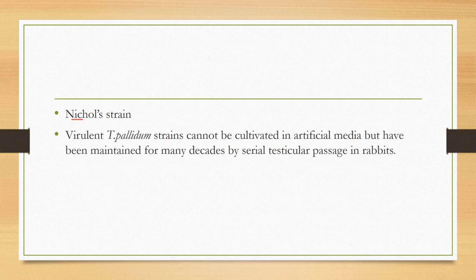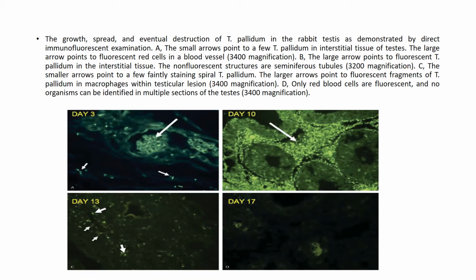Second is the Nichols strain. It is a virulent Treponema pallidum strain which cannot be cultivated in artificial medium. So this Treponema pallidum strain is maintained in rabbit testicles by serial passage for decades. As you can see, this is a microscopic image of the growth, spread and eventual destruction of Treponema pallidum in rabbit testes.